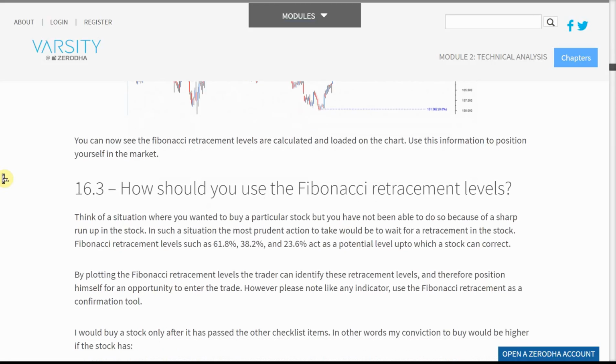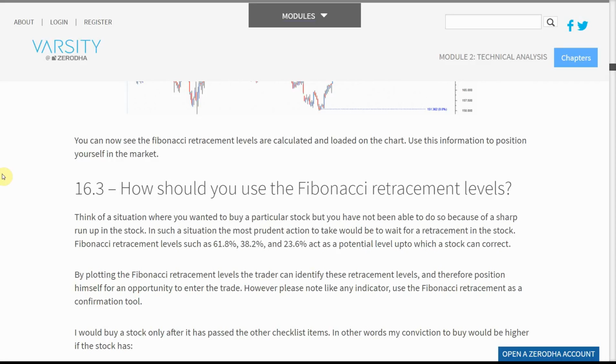16.3 How should you use the Fibonacci retracement levels? Think of a situation where you wanted to buy a particular stock but have not been able to do so because of a sharp run-up in the stock. In such a situation, the most prudent action to take would be to wait for a retracement in the stock.